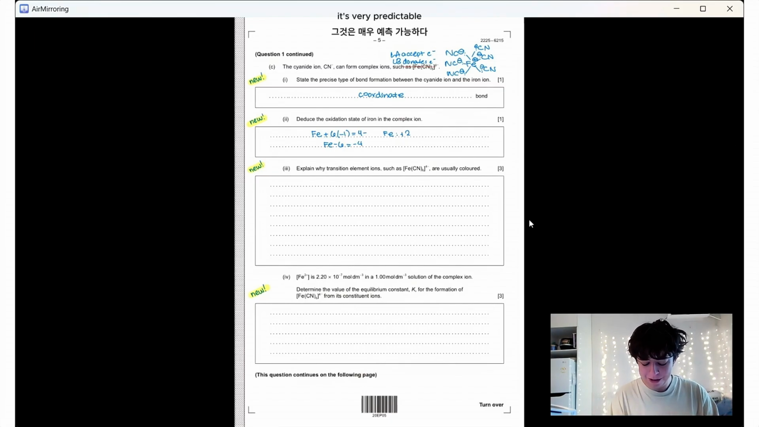It's very predictable. And so it's explained why transition element ions such as FeCN6 4- are usually colored. Okay. And so with this, one of the first things that we want to do is essentially explain, because it's about transition element ions, define what makes it a transition element ion in the first place.